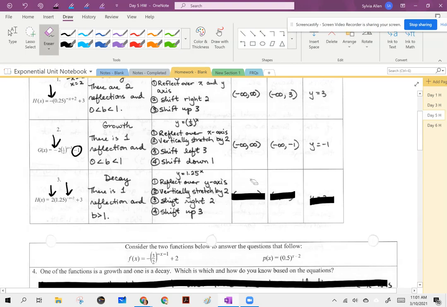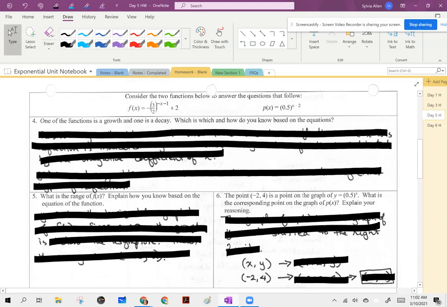Again, the domain is always going to be all real numbers for exponential. Since there is a positive A value, that means you're going to be above the horizontal asymptote. So that means you're going to start at the horizontal asymptote and go to infinity, and the equation is y equals 3. All right, so now let's take a look at when we're considering f of x and p of x. It says, number 4, one of the functions is a growth and one is decay. Which is which, and how do you know based on the equations? So go ahead and answer that.